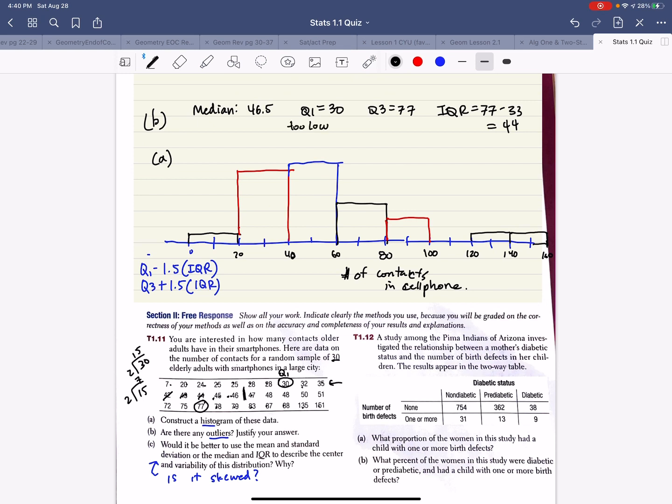So too low would be something smaller than quarter 1 take away 1.5 IQR. So 30, take away 1.5 times 44. And I don't have any negative numbers, right? So I should be fine there.